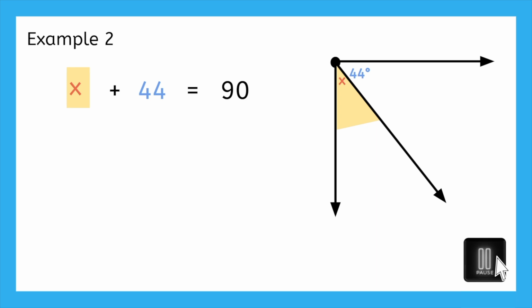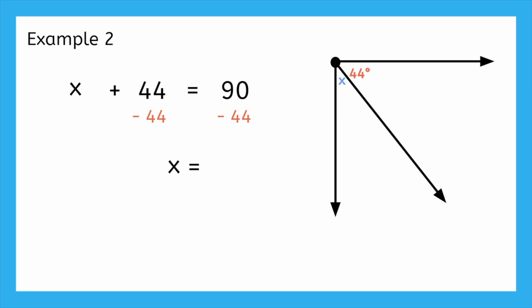Remember that when solving equations, the goal is to isolate the variable. To do that, we'll use inverse operations, aka opposites. The opposite of plus 44 is minus 44, so we need to subtract 44 from both sides. 44 minus 44 equals 0, so all we have remaining on the left is x. 90 minus 44, though, equals 46, so all we have remaining on the right is 46.